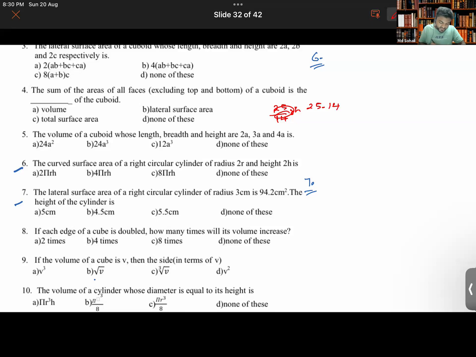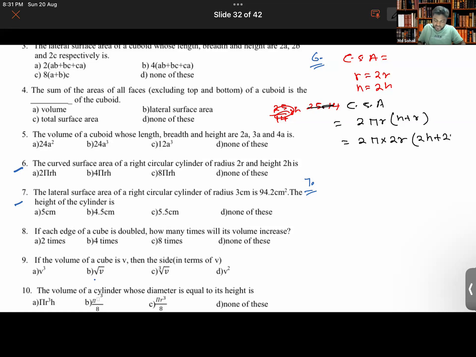The lateral surface area of a right circular cylinder is 2 pi RH. The curved surface area is given here in this question. Here the radius is 2r and the height is 2h, and we are required to find the curved surface area. We know the formula is 2 pi r into h plus r. So 2 into pi into r, that is 2r, and then height plus radius, that is 2h plus 2r. So it will be 4 pi r square multiplied by 2h plus 2r.